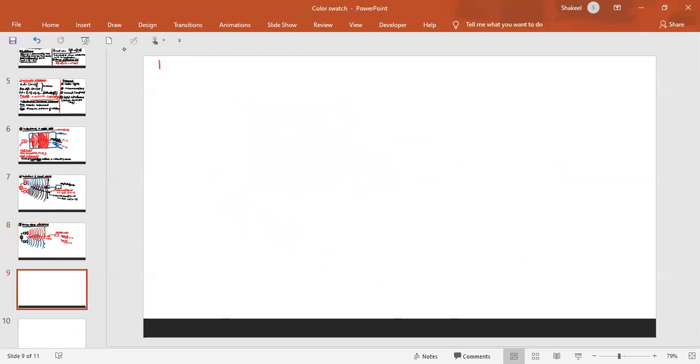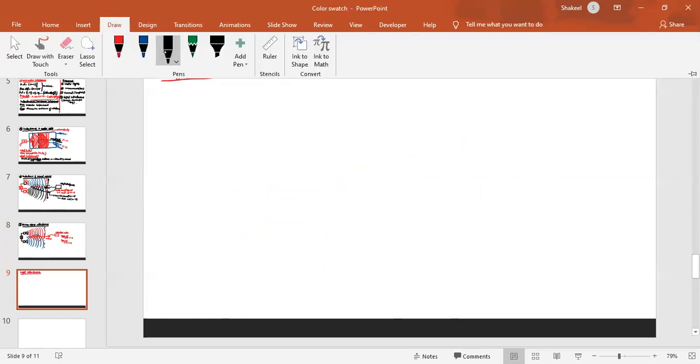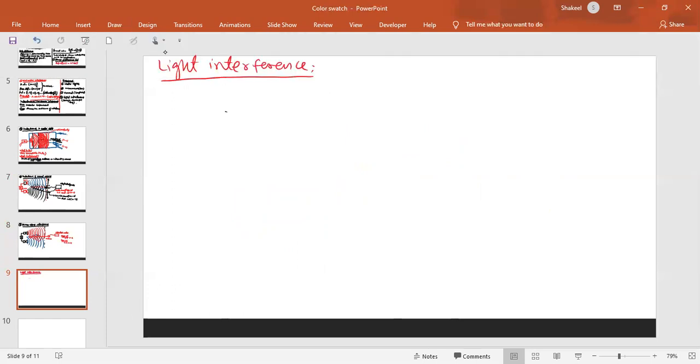Now we have to look at light interference. That is our main topic, light interference. Light has a very interesting history because right from day one, scientists were working on the nature of light. Newton also said something about light, and that was Newton's corpuscular theory.